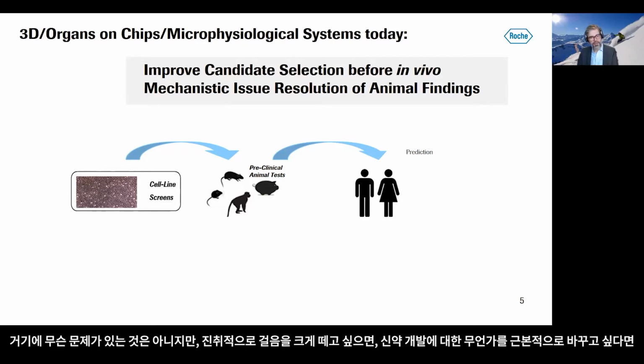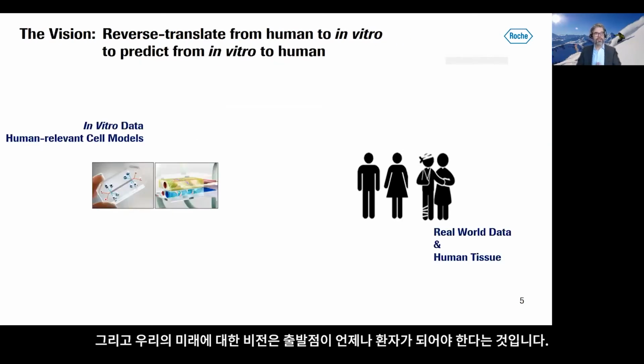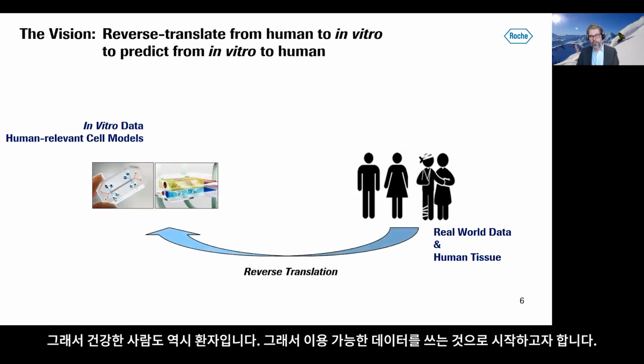Now, there's nothing wrong with that, but actually we believe if we really want to make a big step forward, if you really want to change something fundamentally about drug development, we should make a much bigger step forward and think broadly, how can we best apply those microphysiological systems? And so the vision we have for the future is that our starting point should always be the patient. Be it healthy people or also patients.